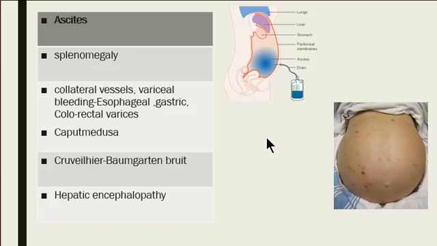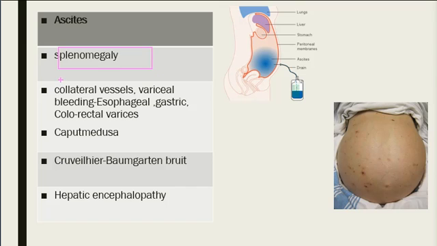So now we'll move forward to the things that are caused by portal hypertension. The first up we have here is splenomegaly. This is an increase in the size of the spleen, right? And this is because of congestion in the red pulp. So this is a result of portal hypertension.